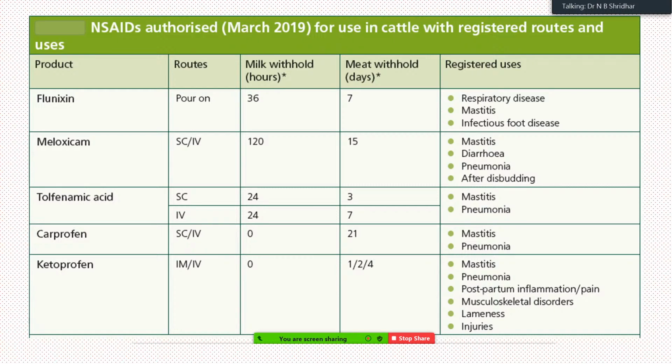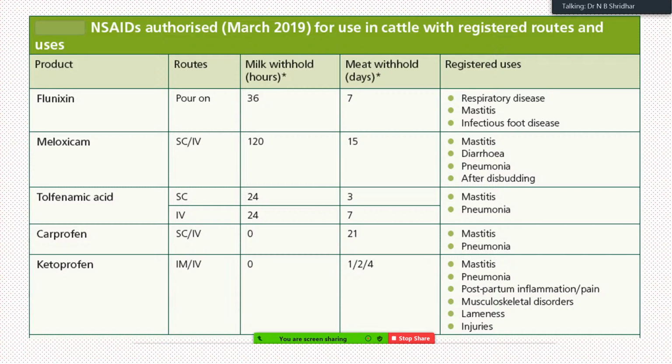It is not secreted in the milk, whereas flunixin, meloxicam, tolfenamic acid, all these are secreted in milk, and hence the particular milk should be withheld. And ketoprofen is administered as IM and IV, so no milk needs to be withheld, whereas the meat should be withheld for a minimum of either 1, 2 or 4 days.